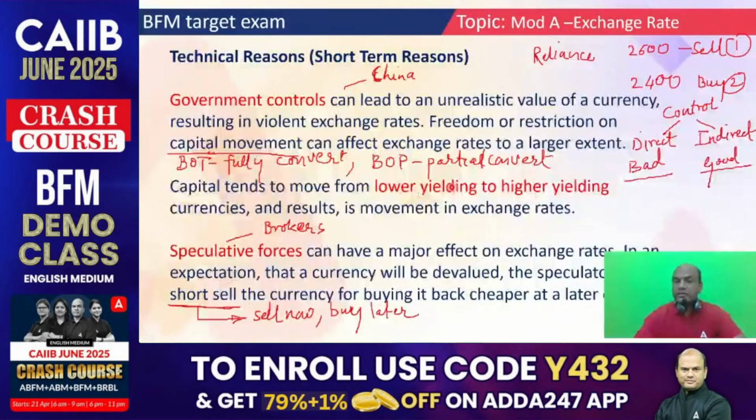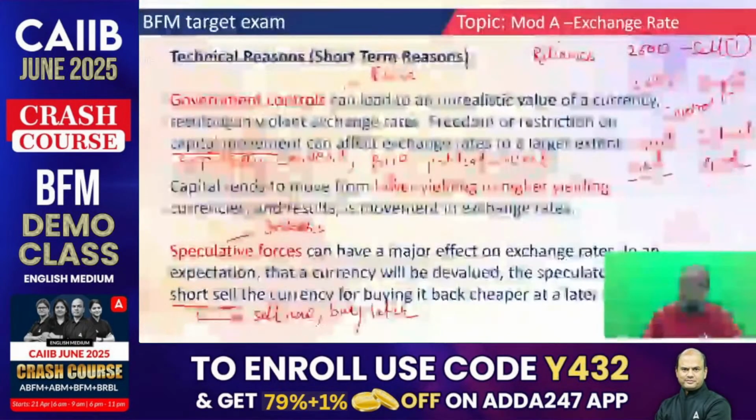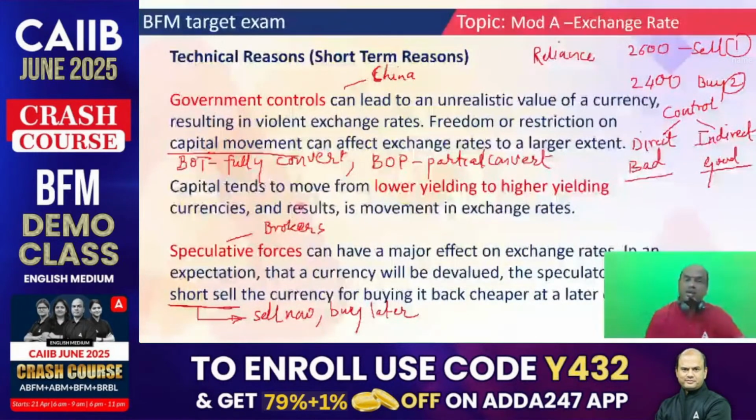Speculative forces. Now these are brokers. Brokers are always there in between. Brokers will always try to do what? They'll always try to give something different. Means do the kite flying. Kite flying means what? This rate is going to grow. Kindly buy this dollar right now. Broker's job is that only. They have a major effect on the short term. Brokers will have a major effect on the short term, but long term they won't have.